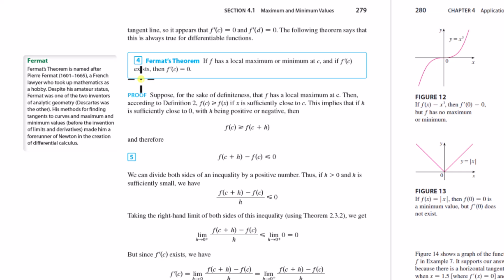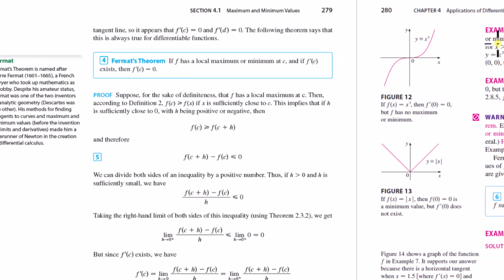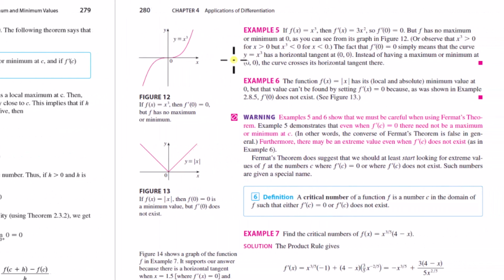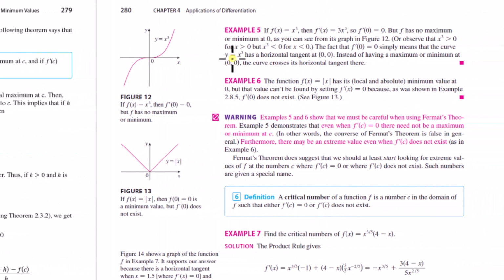But what we've seen is that what this theorem is saying is that if there is a local maximum or minimum at c, and the derivative does exist, then that derivative will be equal to 0 at that point. That's a fact. They point this out because we want to look at that theorem and make sure we understand it.